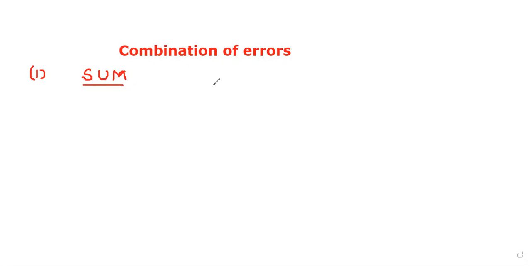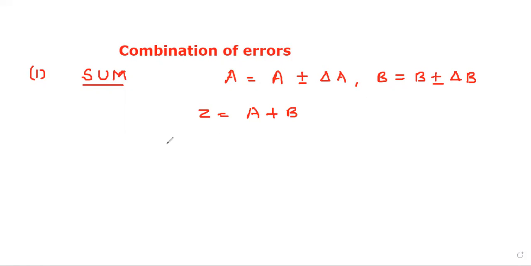So suppose there are two quantities A and B, and the measured value of A is A plus minus delta A, and B is B plus minus delta B. Now let the sum be Z. So Z equals A plus B. So we can write Z plus minus delta Z equals A plus minus delta A plus B plus minus delta B.